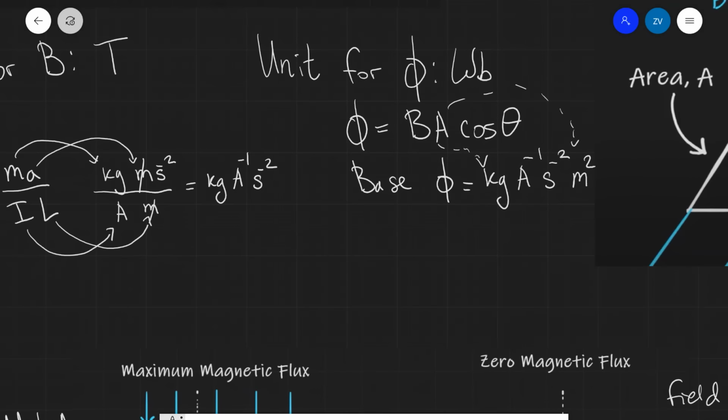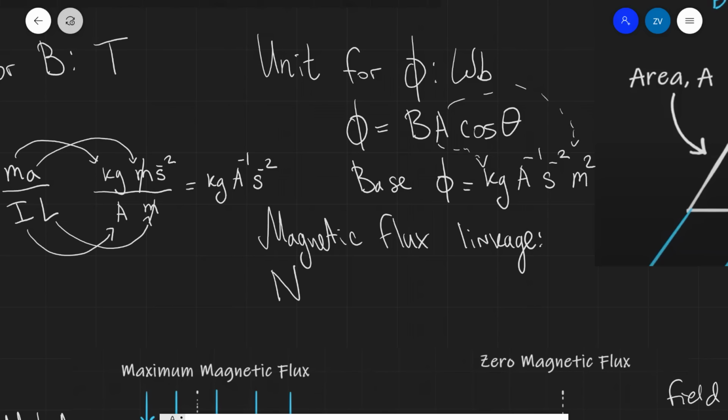I'm going to also define one more quantity, and this is known as magnetic flux linkage. So let's just write this down: magnetic flux linkage. This is given by the expression N multiplied by our magnetic flux phi. N in this case is literally the number of coils. Let's have a look at an example.